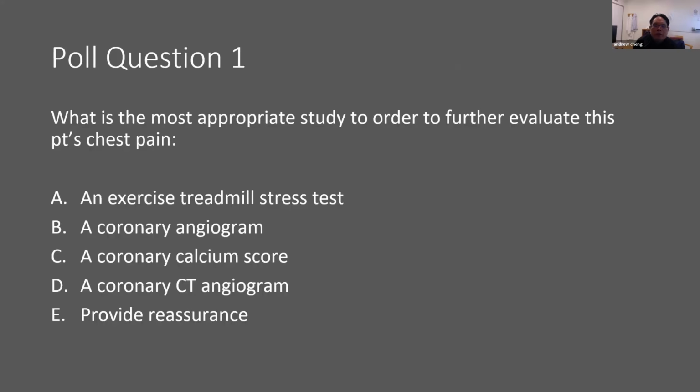So what is the most appropriate study to order to further evaluate this patient's chest pain? A, an exercise treadmill stress test. B, a coronary angiogram. C, a coronary calcium score. D, a coronary CT angiogram. Or E, provide reassurance. What is the most appropriate study to order to further evaluate his chest pain? Give you a few seconds.